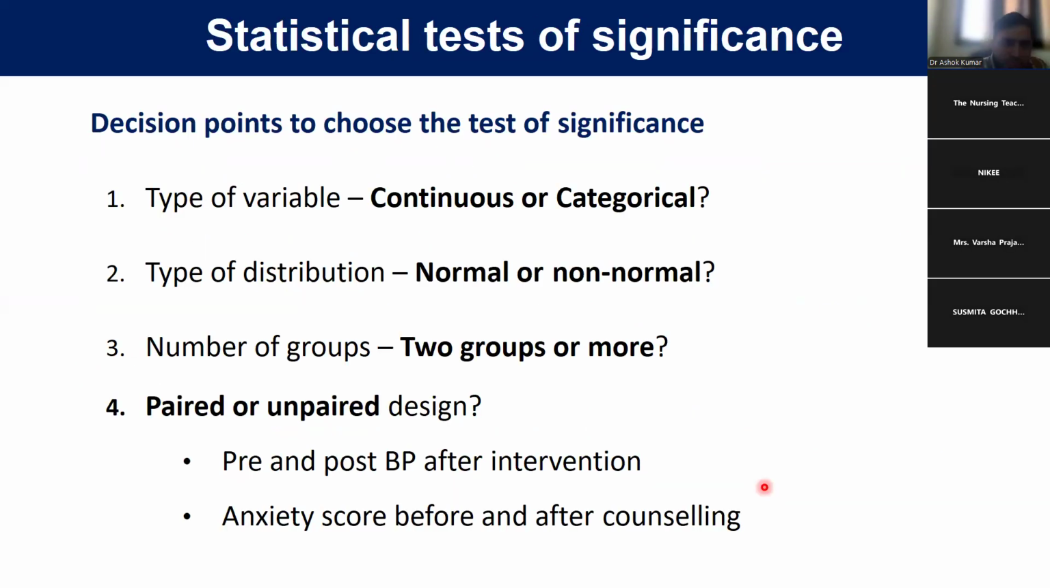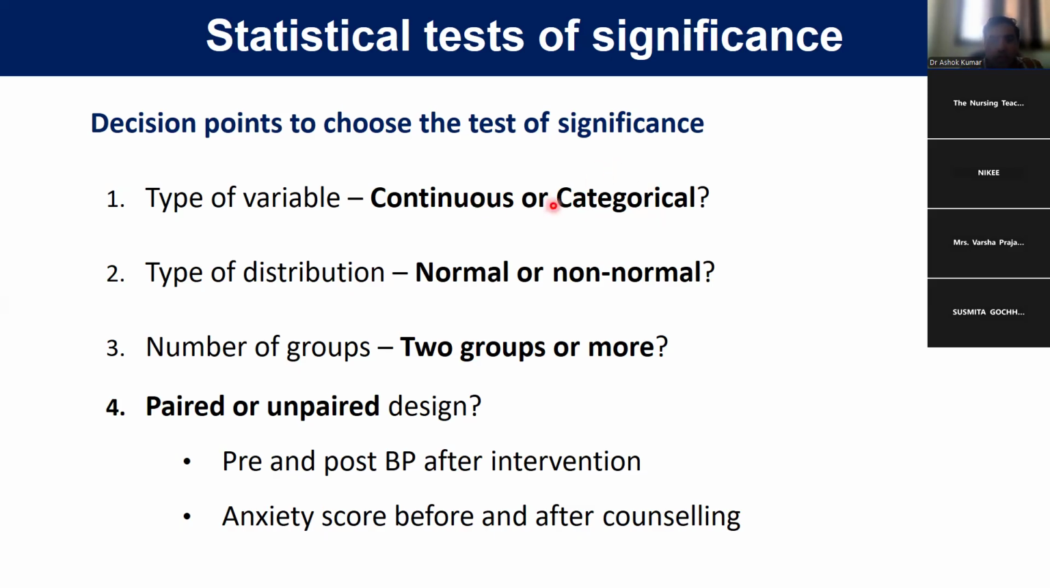Now, for hypothesis testing or statistical test of significance, we have to have some decision points, and we have to choose these decision points. These are the decision points to choose the test of significance. Which test should we choose to test the significance? It depends on the type of variable, whether it is a continuous variable or a categorical variable.